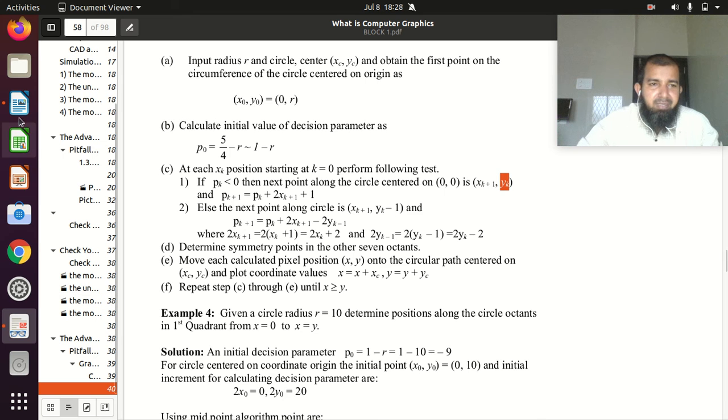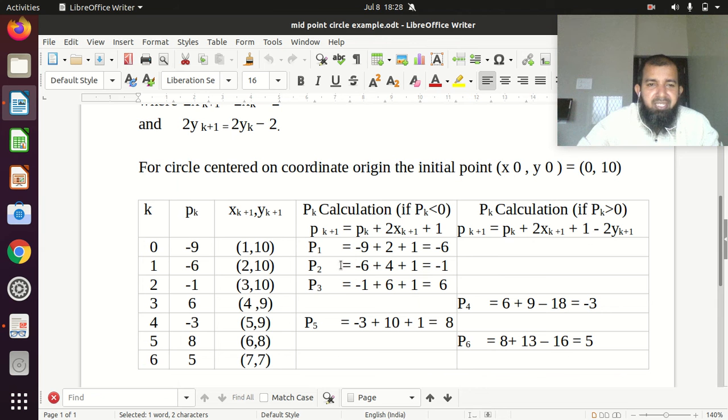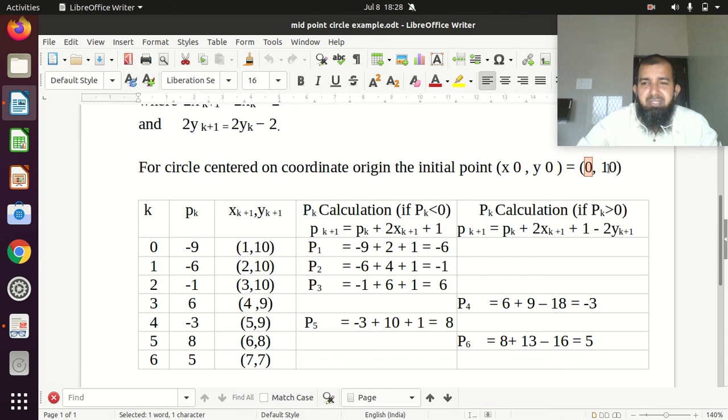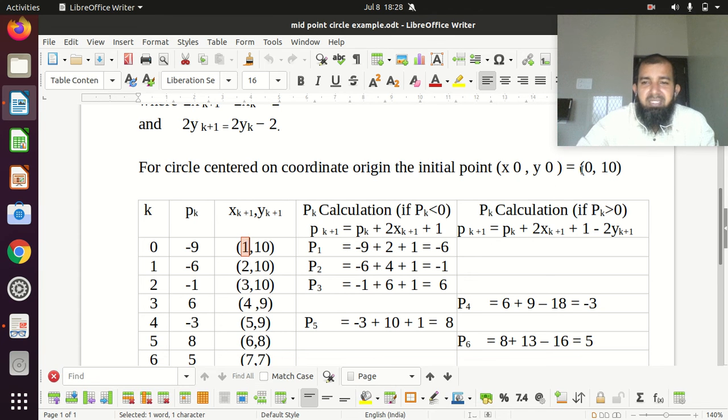So for example, initially pk is p0, k is 0 here, so p0 is minus 9, which is less than 0. Initially x0 is 0, y0 is 10. So the next values, x1, y1: from x0, y0, that is (0, 10), x1 becomes 1, incremented, but the y value remains the same.